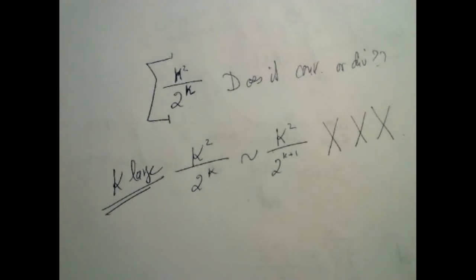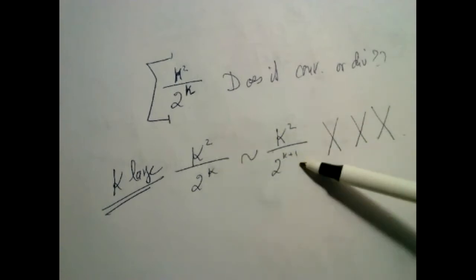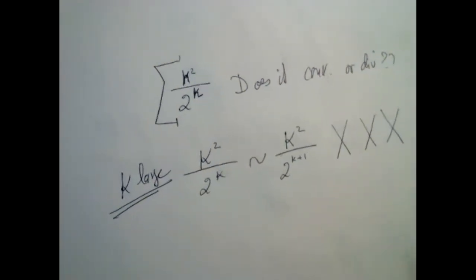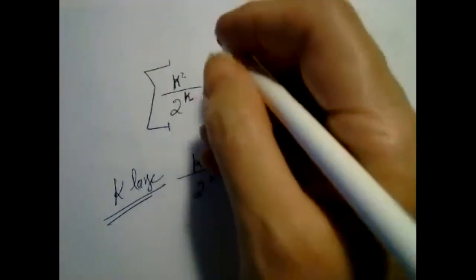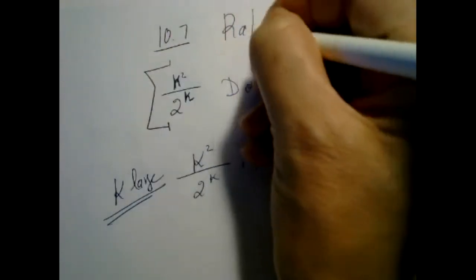So now we're going to see another test, which is very, very important and easy for students to use, and which doesn't require us to compare the series to anything. It's a test that will not require comparing to another series, and the test works for series with positive or negative terms. We're going to call it the ratio test. So today we're going to introduce a new test, which is in section 10.7, the ratio test.